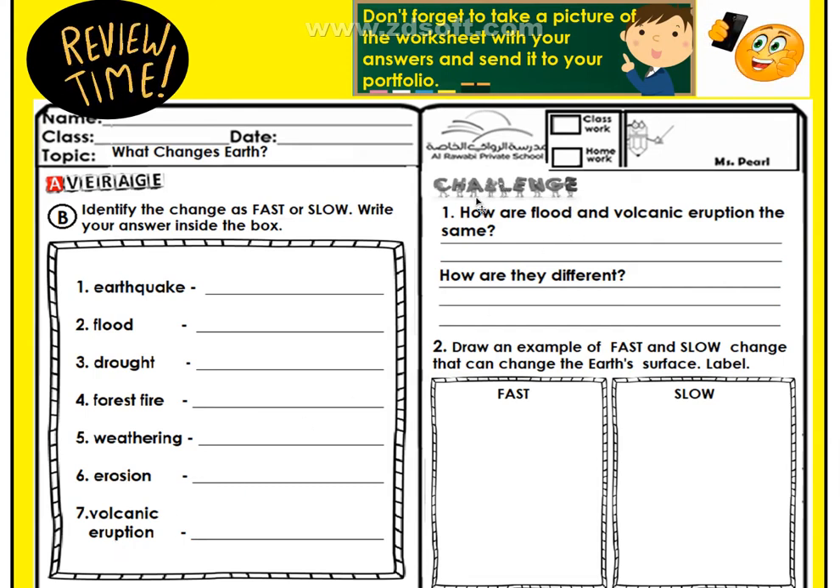Now because this question was given already, if you want, you can do number 2. Draw an example of a fast and slow change that can change the Earth's surface. Label your drawing. And don't forget to take a picture of the worksheet with your answers and send it to your portfolio.